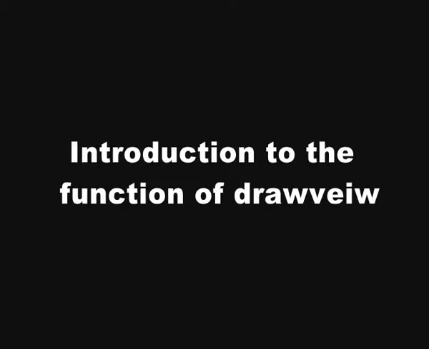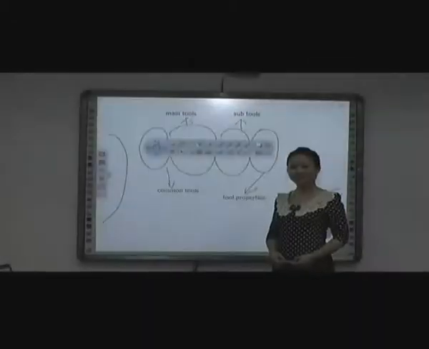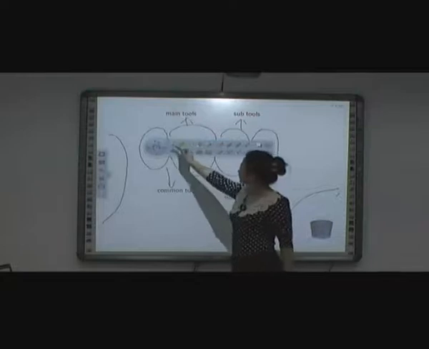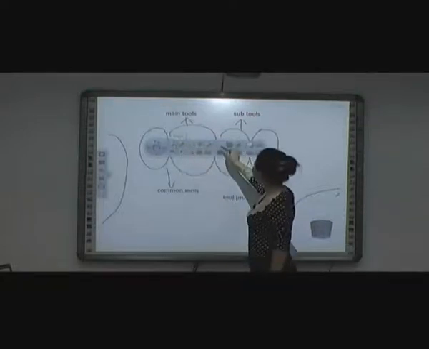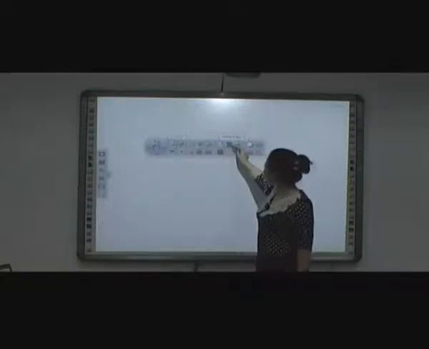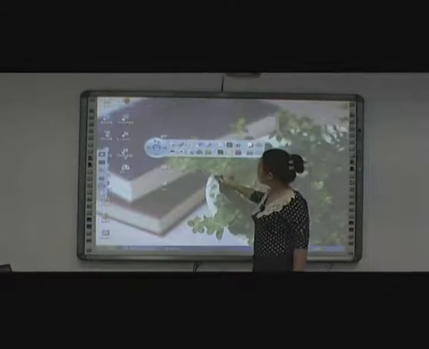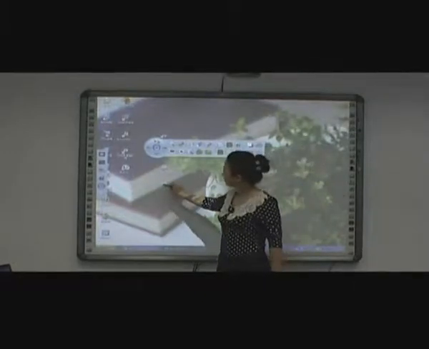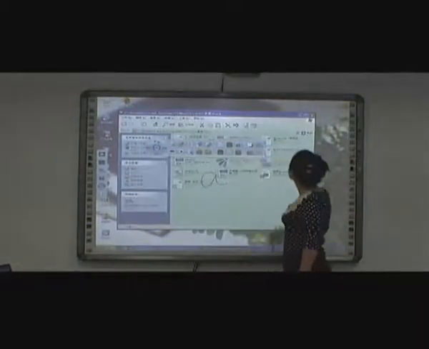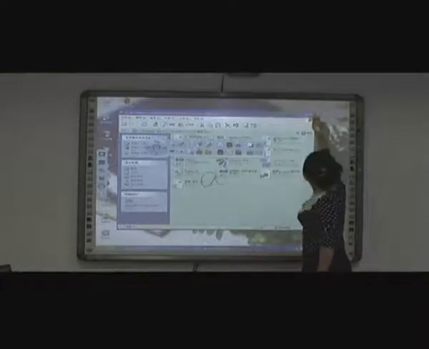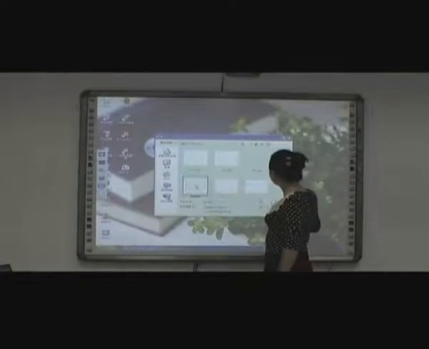Introduction to the functions of Jovial. First, create new page. Click the new page key to build a new white page, black page, screen page, green page, or transparent page. The difference between screen page and transparent page is that you can operate the computer on a transparent page but cannot on a screen page. And customize pages such as photo page.